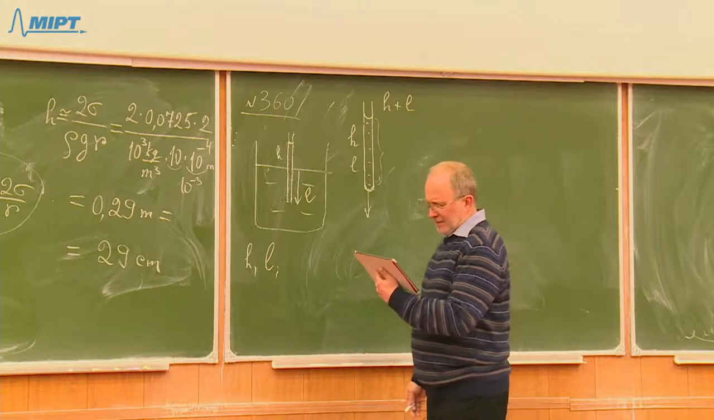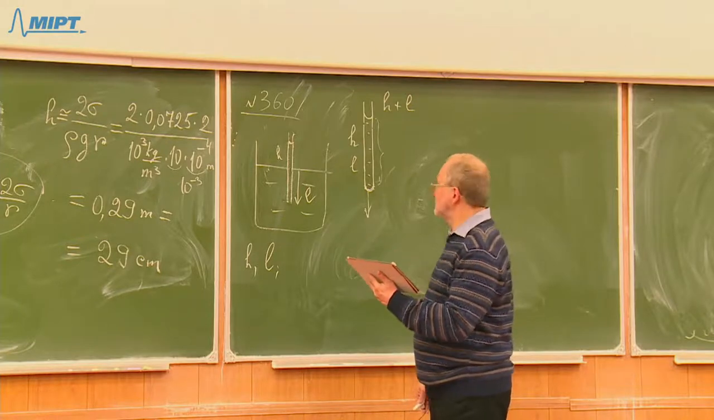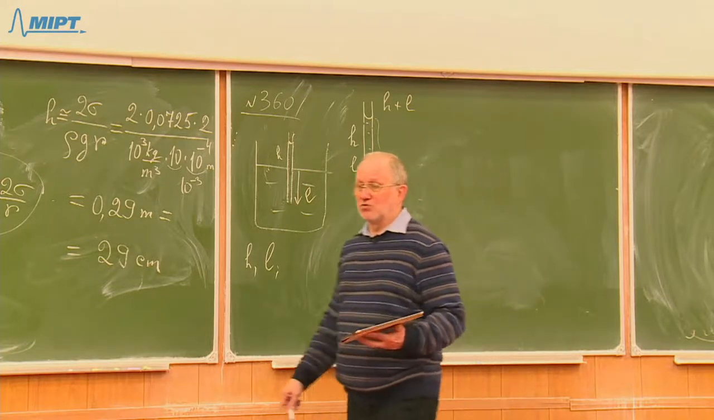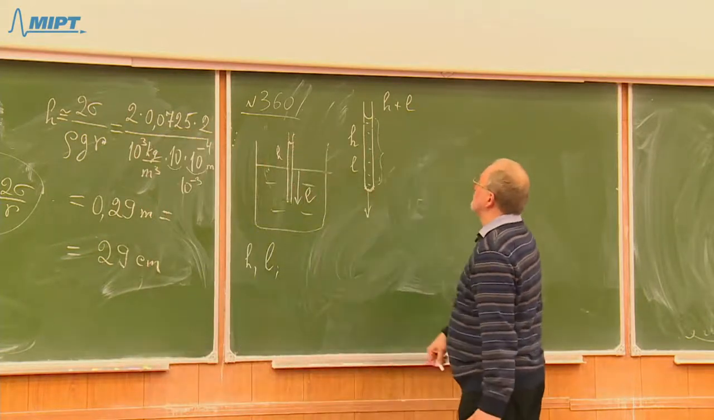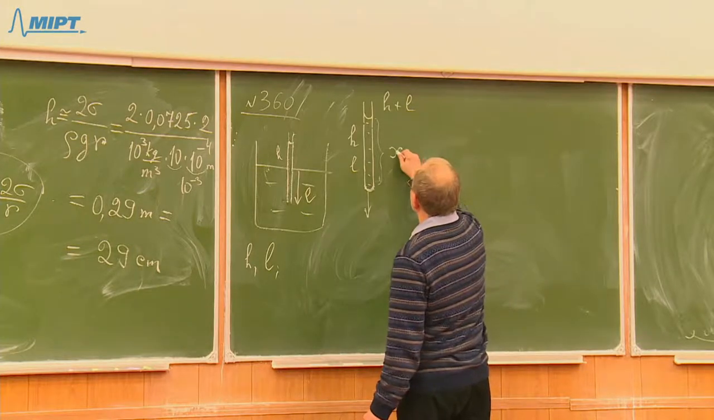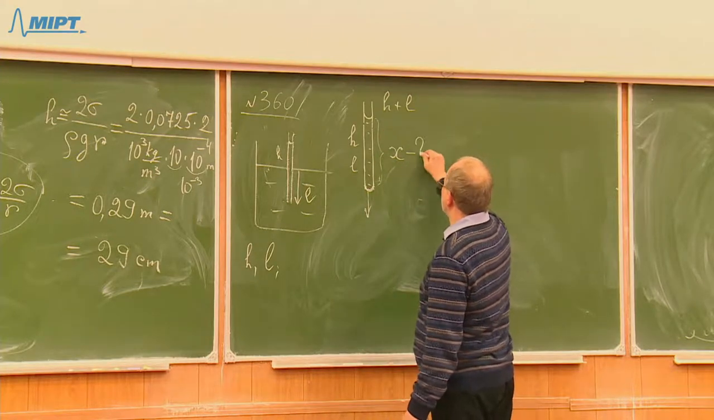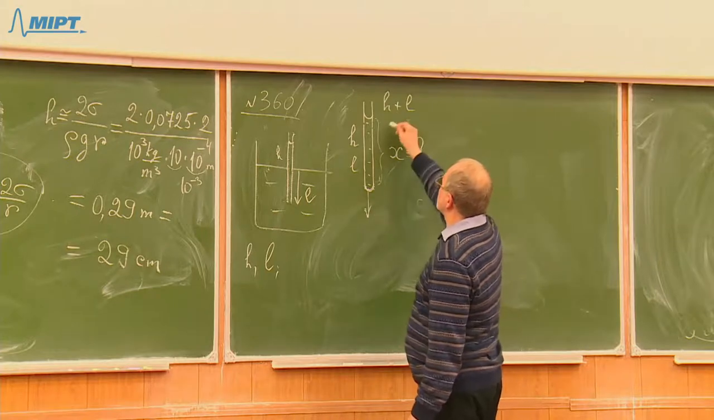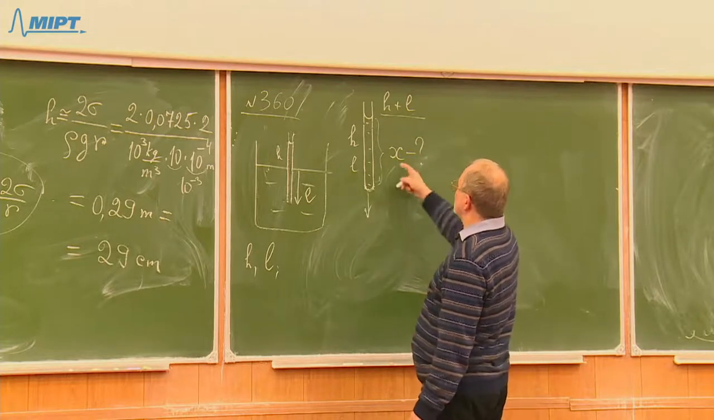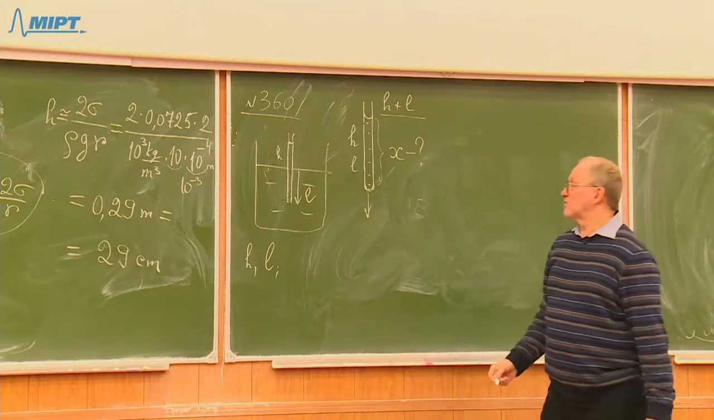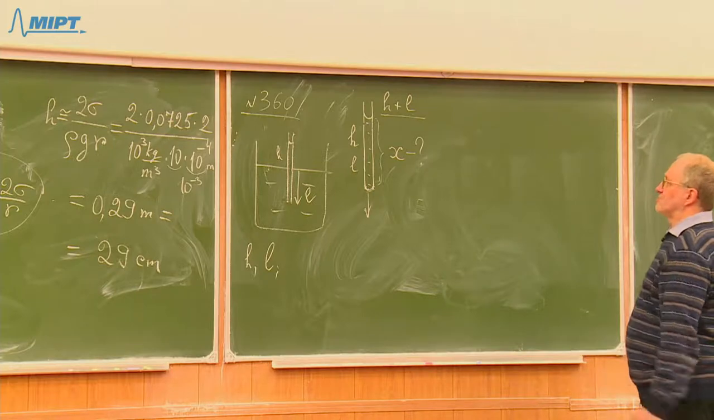So in this problem, we have to determine the length of the water column remaining in the tube after we have allowed some water to pour out. After we have allowed some water to pour out freely, we have to find the final height of this water column which remains in the tube. The initial water height before we open the lower end was H plus L. But what will be the final height of this water column? It's unknown. We have to calculate it when solving this problem.